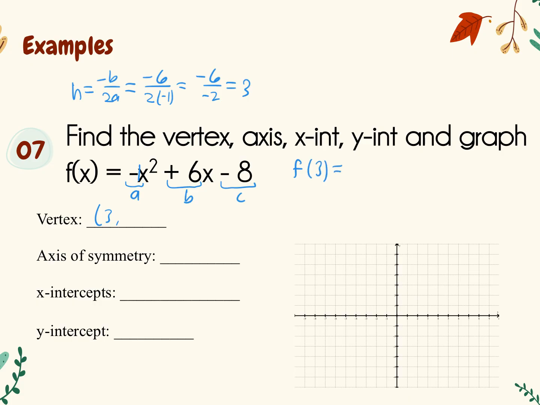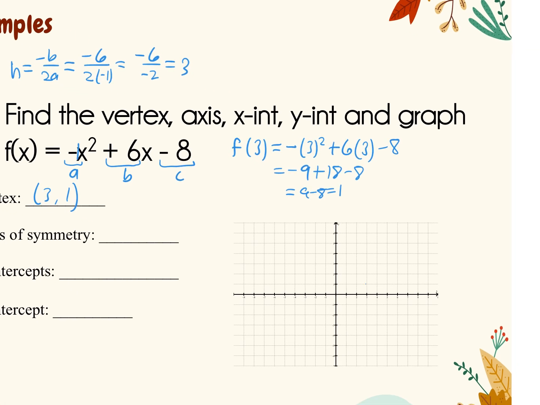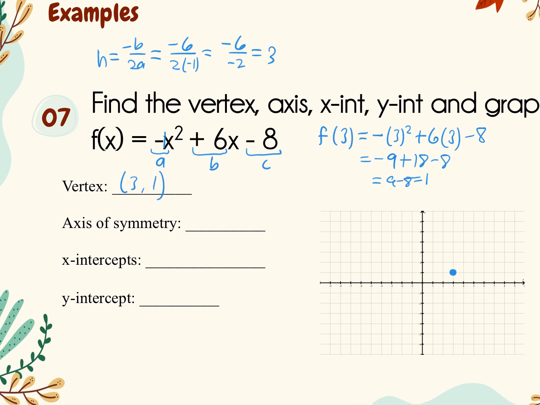And f of 3 is going to get you negative 3 squared plus 6 times 3 minus 8. And then that's going to get us a negative 9 plus 18 minus 8. And that's going to get you 9 minus 8, so 1, right? So we get a y-coordinate of 1, right? Let's plot that on our graph. It's going to be right there.